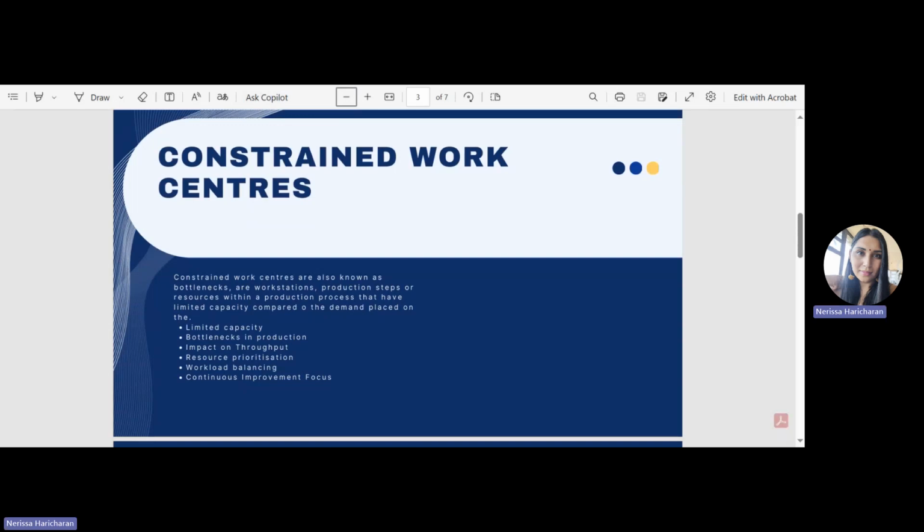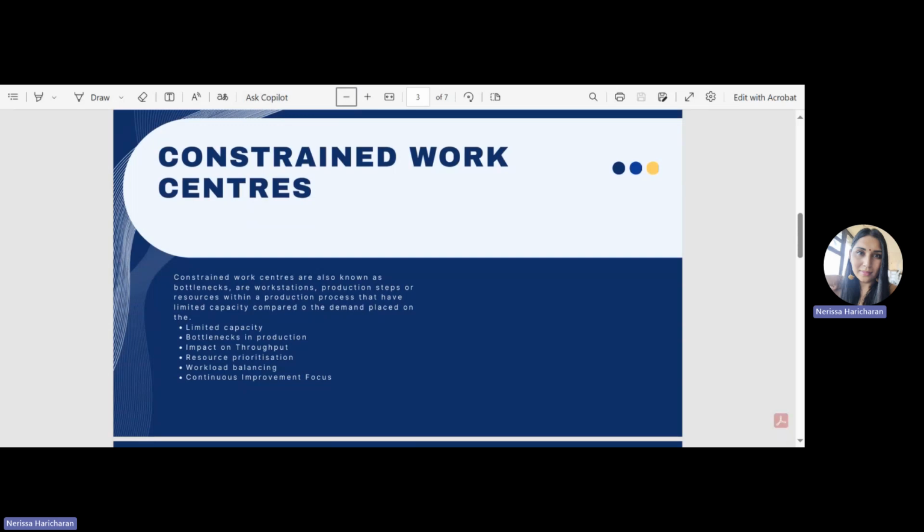Then we talk about bottlenecks in production. Since they limit the rate at which your product or your service can flow through your production process, these work centers can often cause a lot of delays. It can cause long waiting times. It can cause a lot of inefficiency in your process, which then has a negative impact on your customer satisfaction because you cannot meet their demand at a specific time. So you need to look at that as what your bottleneck becomes.